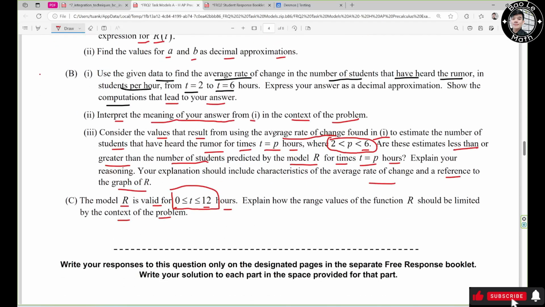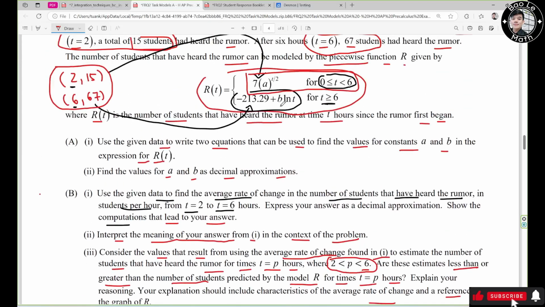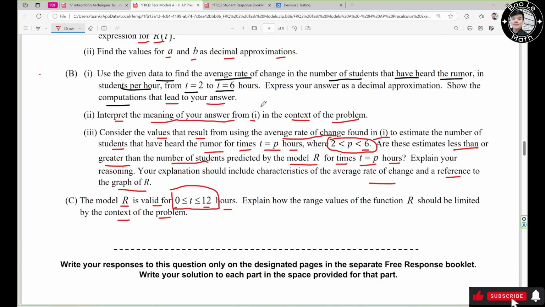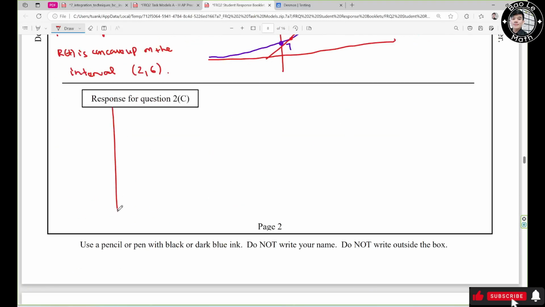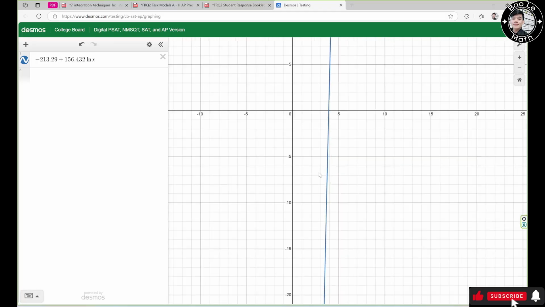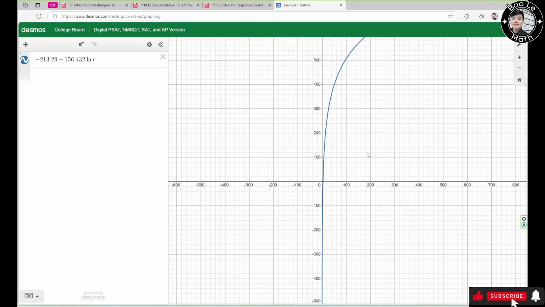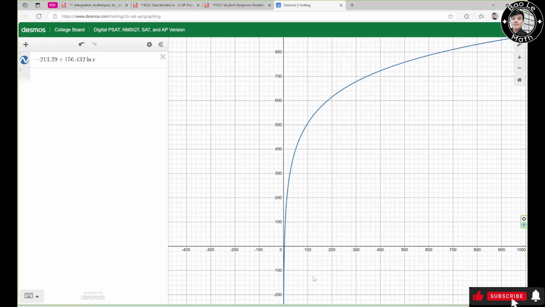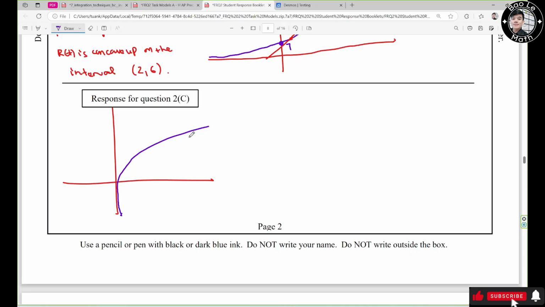Now, for t greater than or equal to 6, R of t is the logarithmic function that increases without bound as t increases without bound. And we look at this one right here, we see that the graph of a logarithmic function is going to be like this, right? Or you can use Desmos to check it. It's going to be like this. So it's going to be similar to what I did right here, right? Now you need to say that for t greater than or equal to 6, the function R of t is a logarithmic function that increases without bound when t increases.